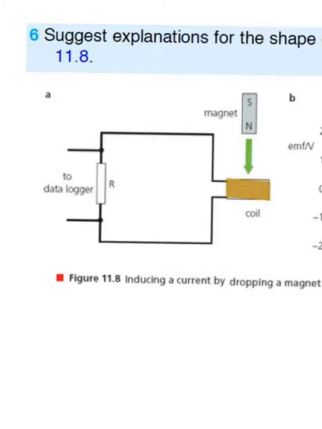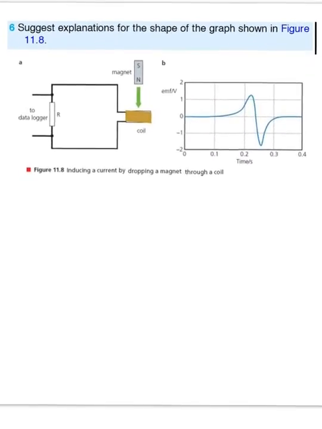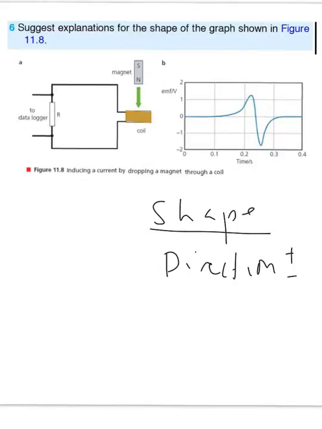Okay, so this is really an important situation that comes up a lot in exam questions. Suggest explanations for the shape of the graph shown in figure 11.8. Right, there are 2 aspects to this. The first one is the shape, and the second one is the direction, the plus and minus aspects to it, which we're going to come back to a little bit later. So I'm just going to talk about the shape for now. What happens when you drop a bar magnet inside a coil here?